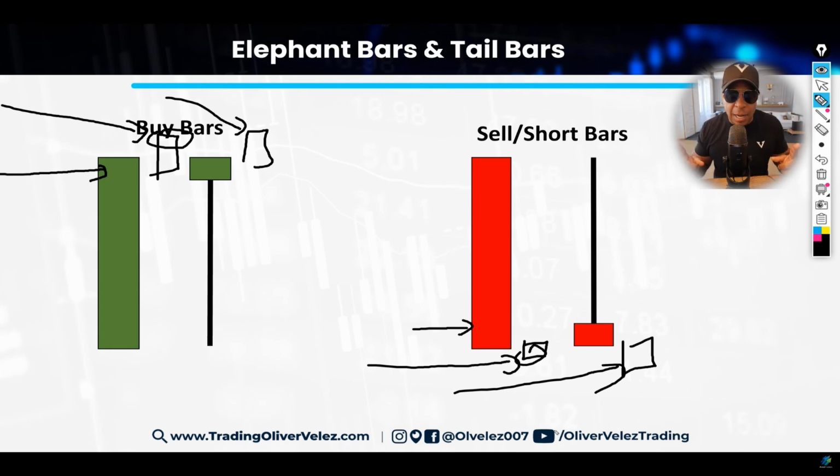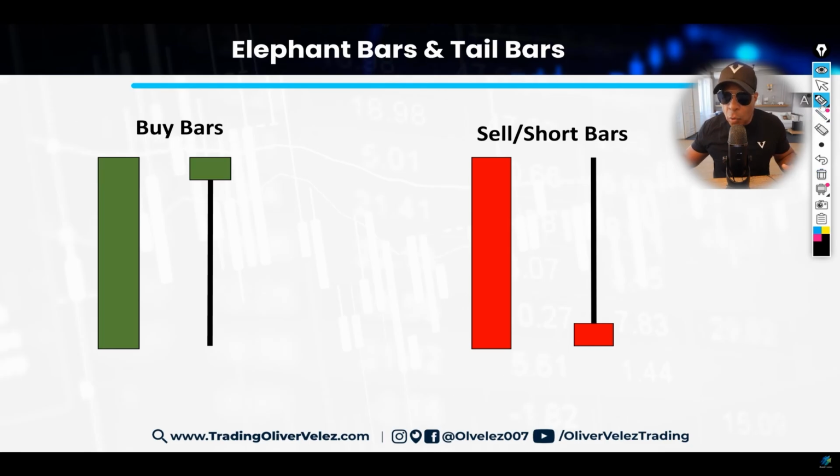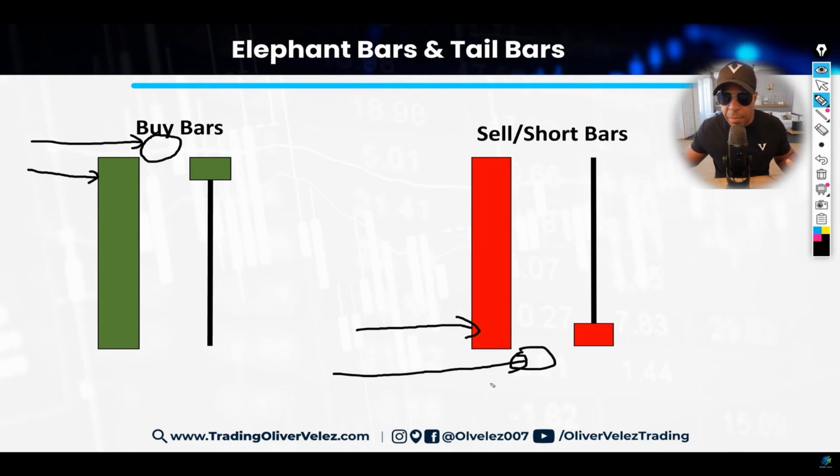I'm going to repeat that one more time. In the elephant bars, we want to get in the bar or just above it if we miss it. In the elephant bar, we want to short in this bar, but if we miss it, we want to short right under the bar. On the tail bars, it's always above the bar we want to get in or below it.